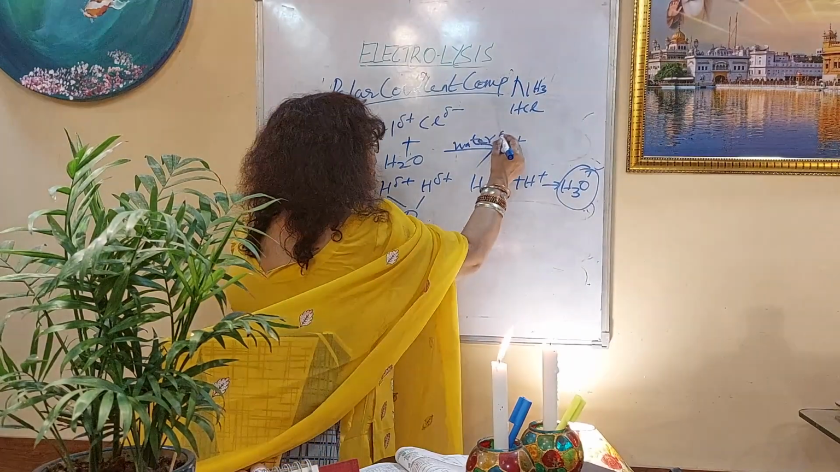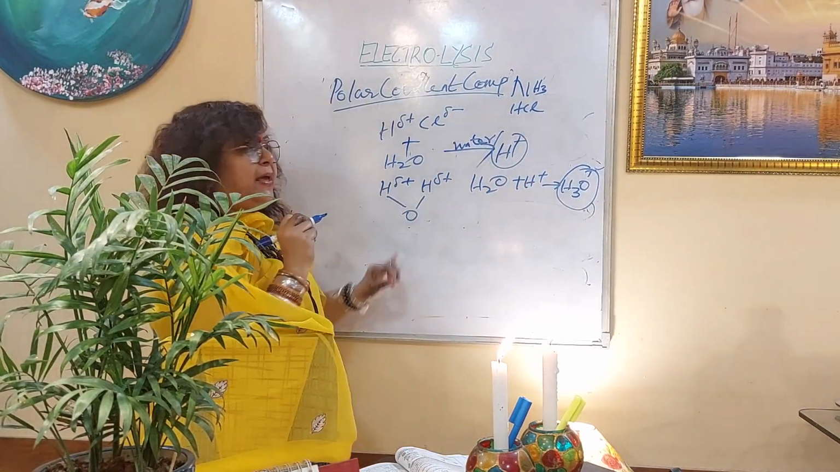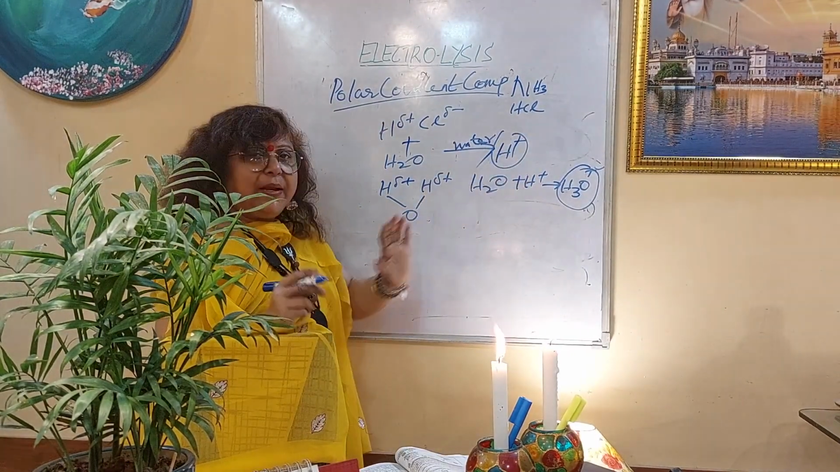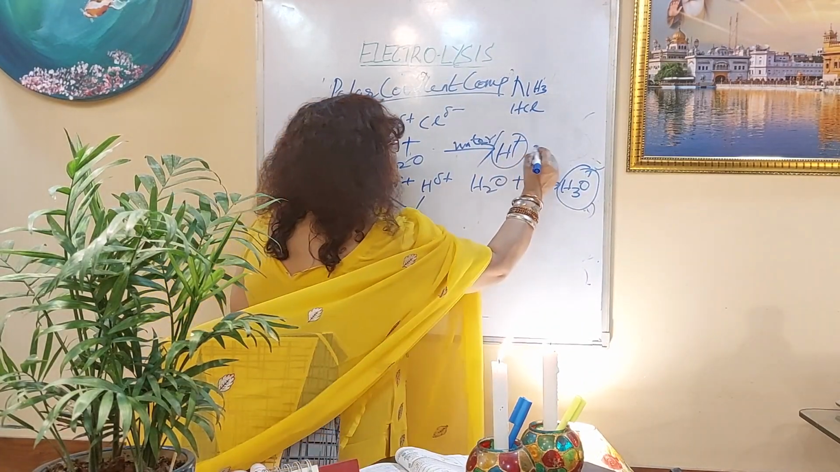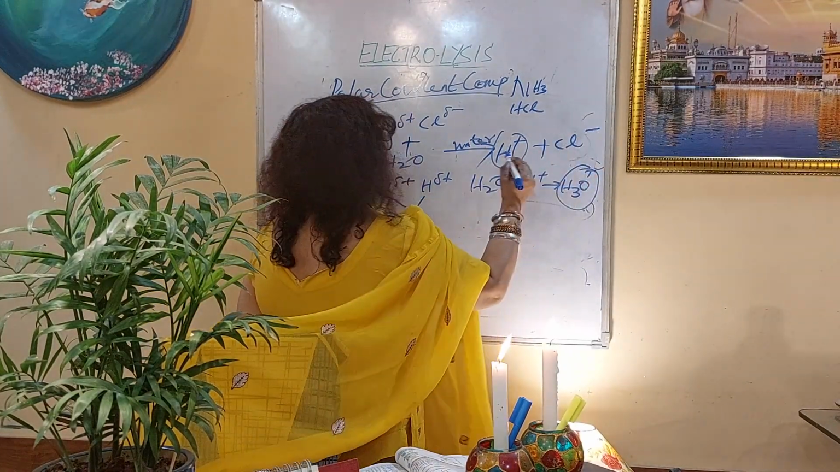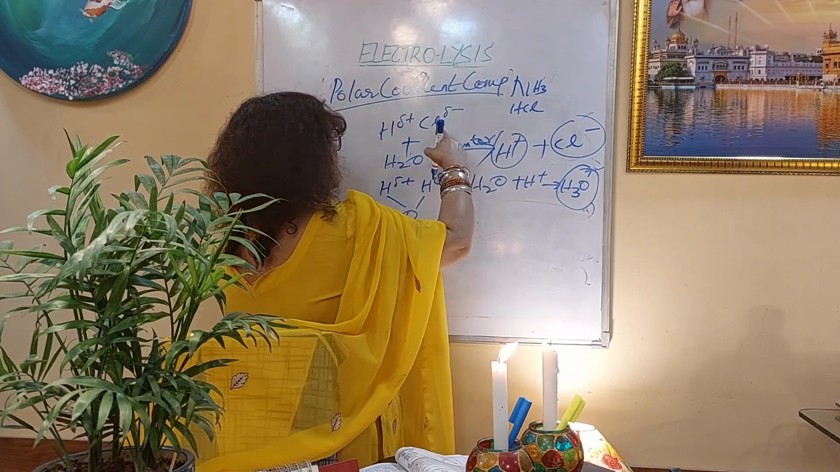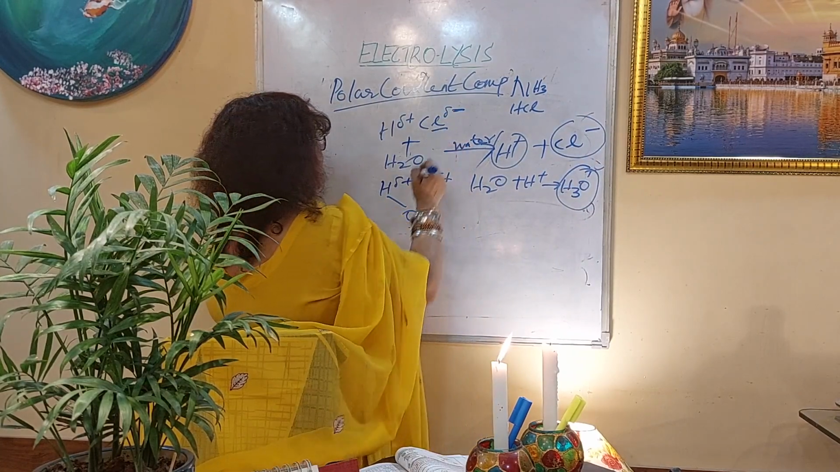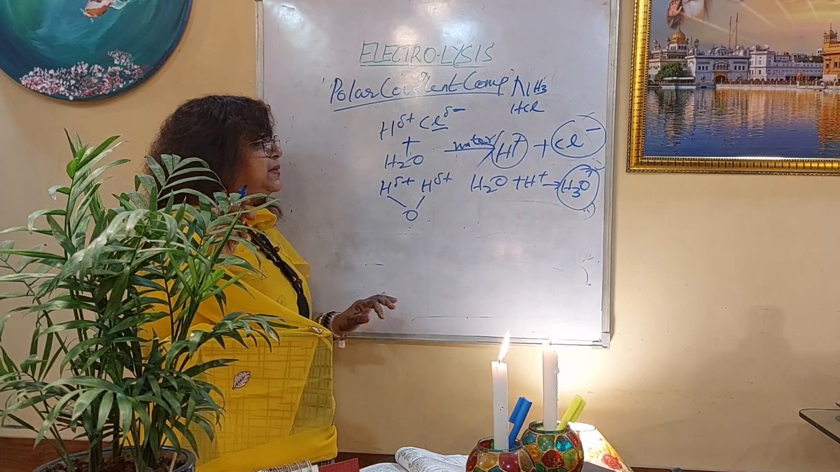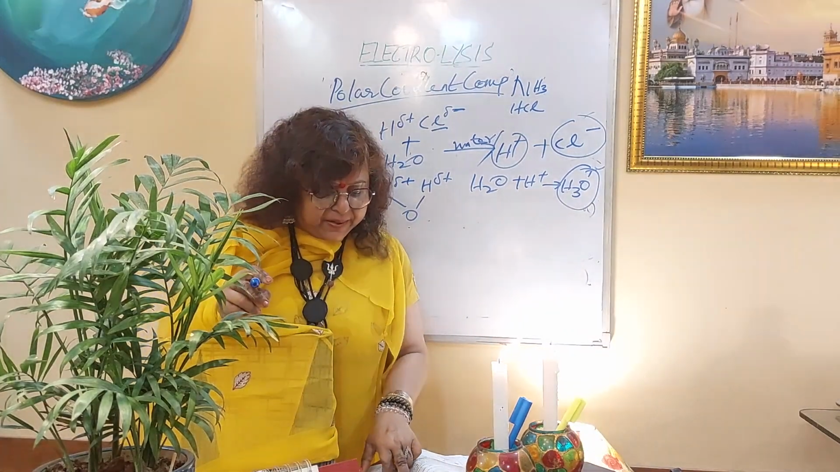Hydronium ion and H plus are one and the same. H3O plus plus Cl minus. You understand what I have shown here?